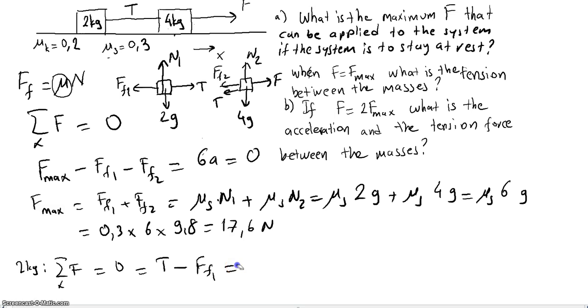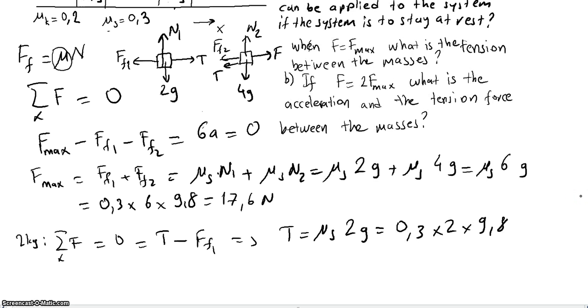From this equation you will easily find that the tension is equal to the frictional force acting on the 2 kilogram body. So it's nothing but mu s times 2g, and mu s is 0.3, times 2 times 9.8. This can be calculated by just using the calculator, and I'm leaving it to you. So that was the first part.